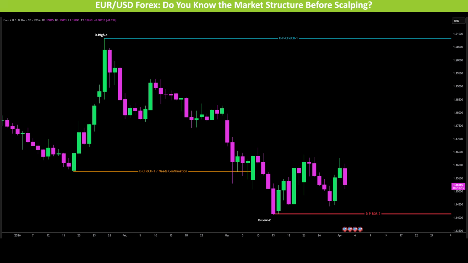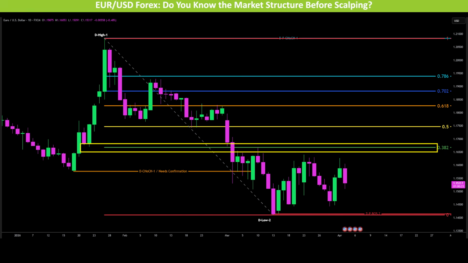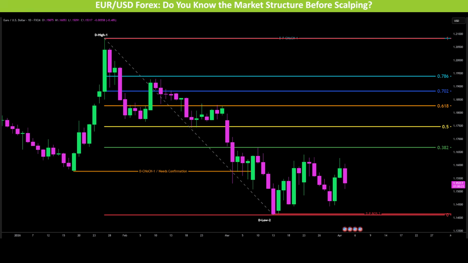So we have two things happening at the same time: a possible change of character at the origin, and a change of character that has already occurred, but is not yet confirmed. So, to summarize, the move from daily high 1 to daily low 2 creates a change of character 1, but it remains unconfirmed. Now, for this structure to develop properly, the retracements that are happening from daily low 2 must follow the ComLucro framework, and that means price needs to retrace at least to the 0.382 Fibonacci level. This is the minimum requirement for a valid retracement.